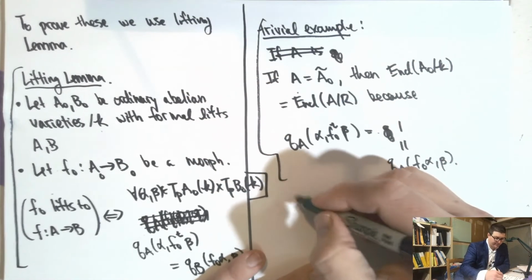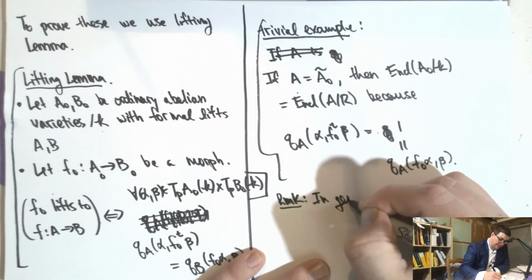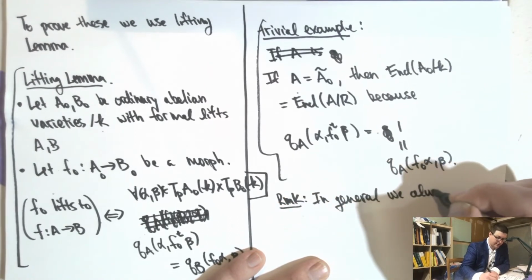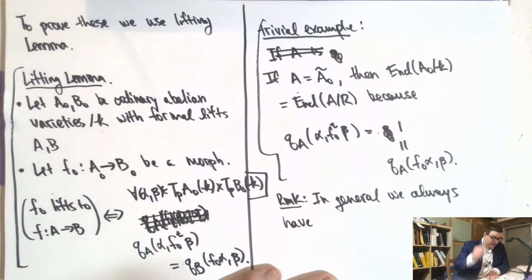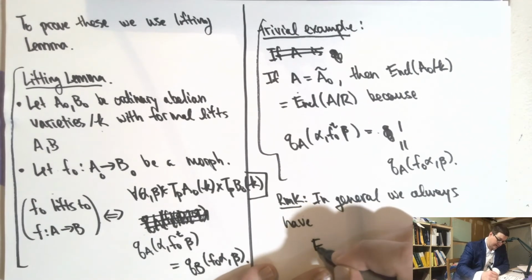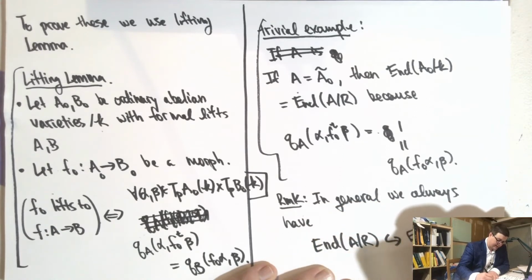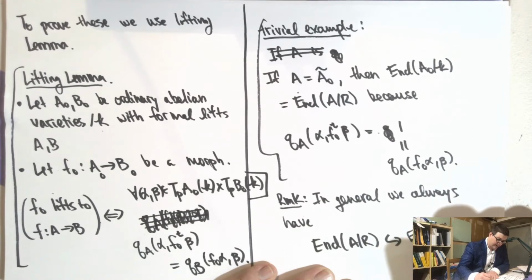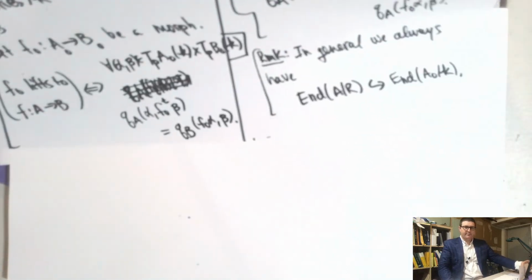And then the converse, just as a remark, in general, we always have that if A over R is flat, then End A over R injects into End A0 over K because of what happens to the kernel. So if you look at an isogeny, or an endomorphism, and you look at what would happen to the kernel, you should be able to convince yourself that this is the case.